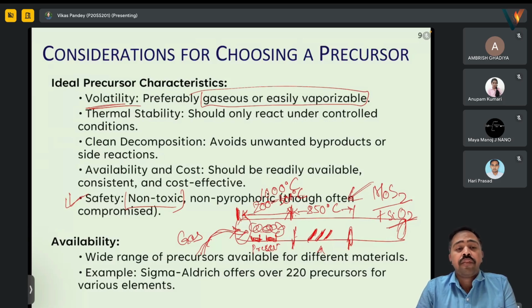And what are the available precursors that we have? There are a lot of materials that are available. If you just go to one of the most common, or we can say the most preferred chemical vendor, that is Sigma Aldrich, there are over 220 precursors for various elements that you can find. So in a sense, mixing them in different proportions will give you again different materials. So there is availability of a lot of precursors for different materials.